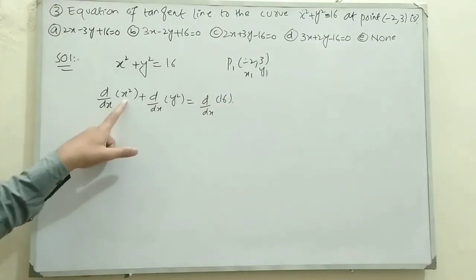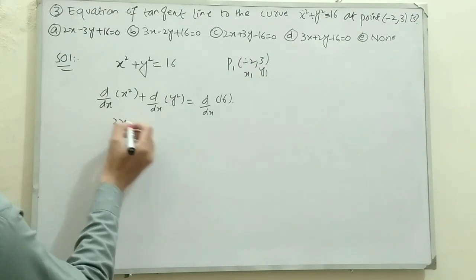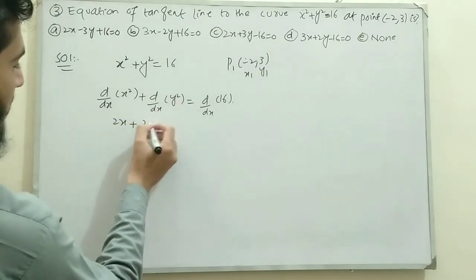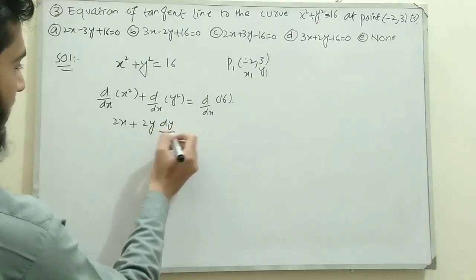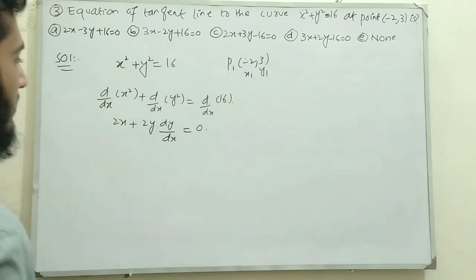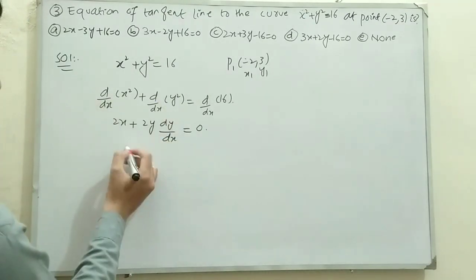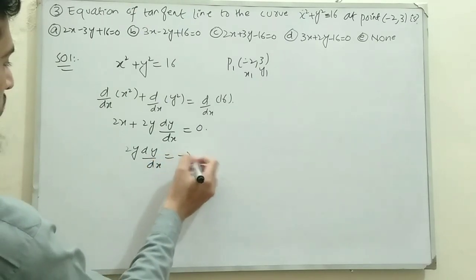Here we will apply the generalized power rule. The derivative of x square is 2x, and the derivative of y square is 2y, but here y is an inner function, so it becomes 2y dy by dx, and the derivative of the constant 16 is 0. After this, shift 2x to the right hand side, so 2y dy by dx is equal to minus 2x.